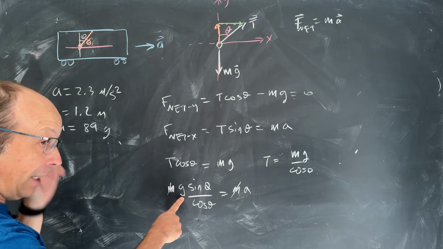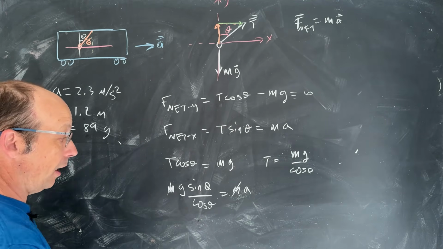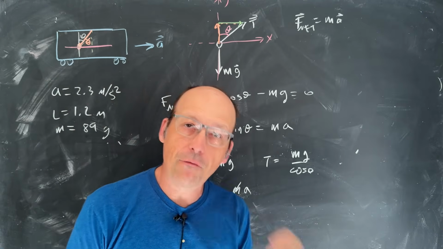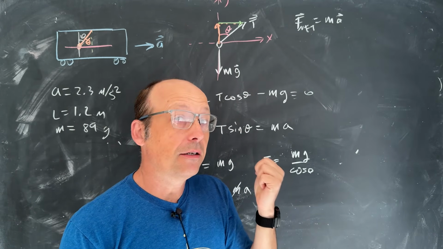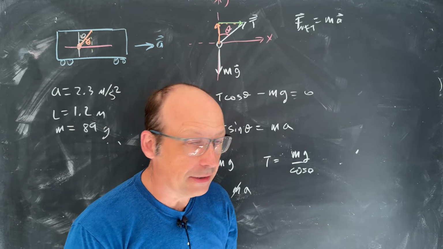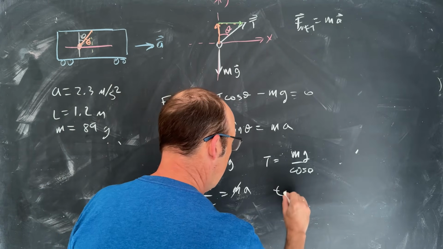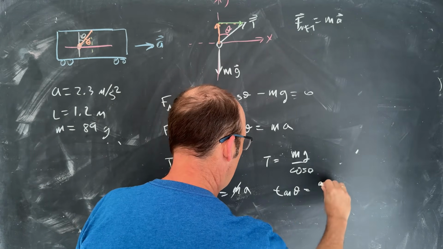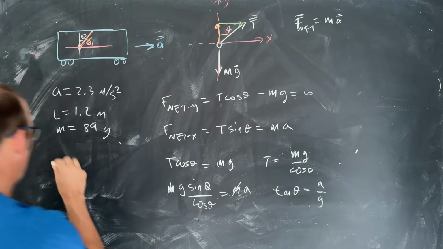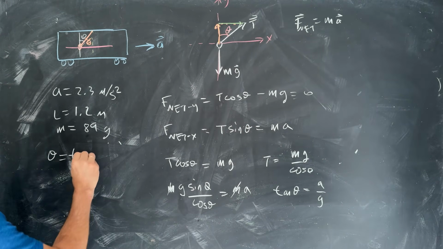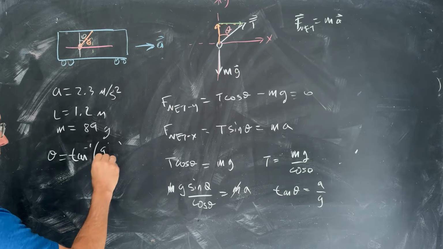Now, can I solve for theta? Well, I have two thetas in there, sine theta and cosine theta. But don't forget, sine theta divided by cosine theta is tangent theta. So I can write this, I'm going to divide both sides by g. I'm going to say tangent theta is a over g. So over here, I'll put theta is the inverse tangent of a over g.